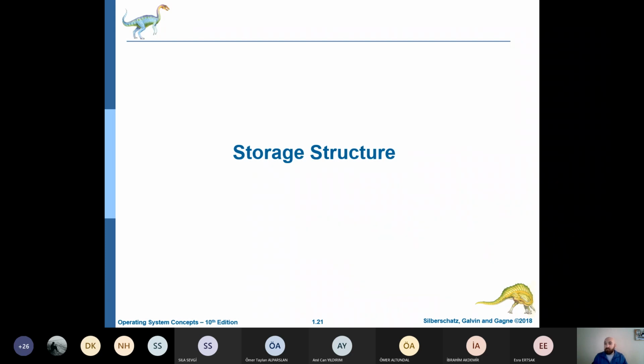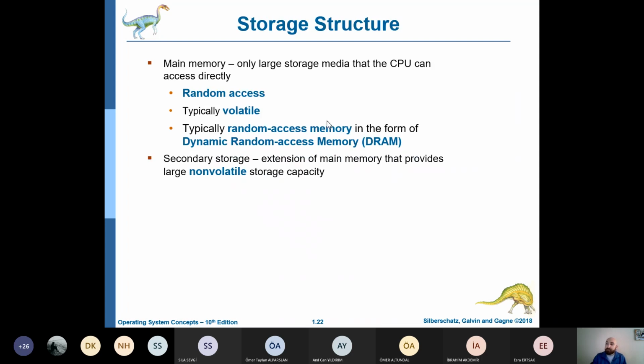Okay, we are going to continue with computer system organization with storage structure. The CPU can load instructions only from memory. So any programs must first be loaded into memory to run. So if you want to run a program, that means, first of all, you have to load that program into memory.